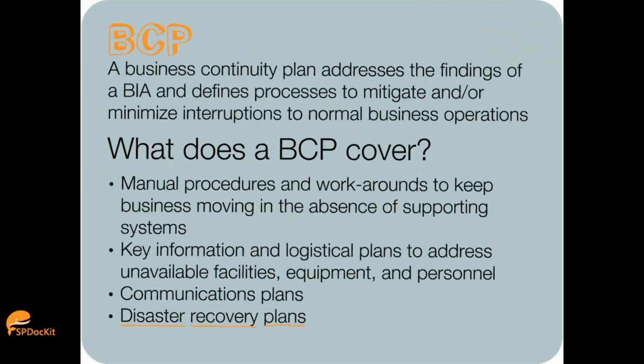So then we get into what's called a business continuity plan. A business impact analysis ultimately yields one or more business continuity plans. And a BCP attempts to define processes to mitigate any sort of disruption we have, and to define conditions where we can continue to operate our business in the event of a disaster. So a BCP is going to cover things like manual procedures and workarounds to keep things moving, because typically if we've got an outage due to a disaster, we're not going to be able to get access to all of our systems. So manual workarounds are probably going to be in effect in some ways.